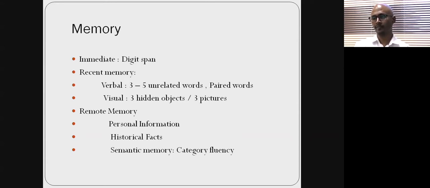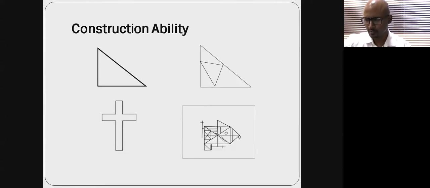You can ask them historical facts and you can ask them some personal information and see if they remember. So we looked at the 3 main domains: attention, language and memory. Now we are able to look at other cognitive functions.